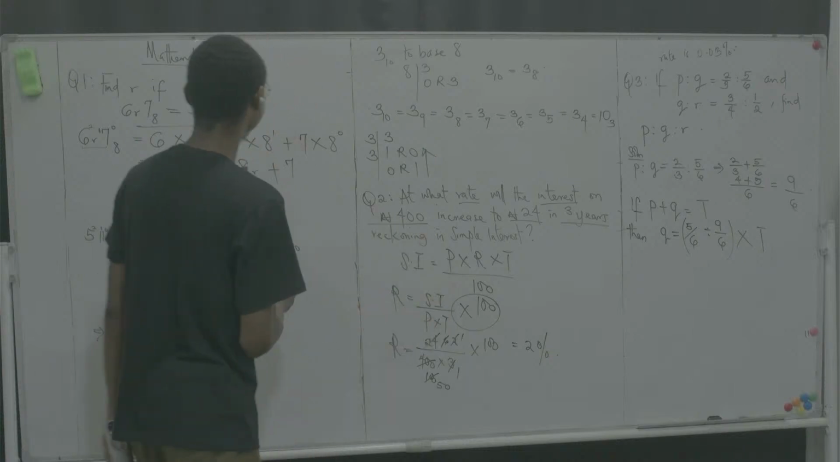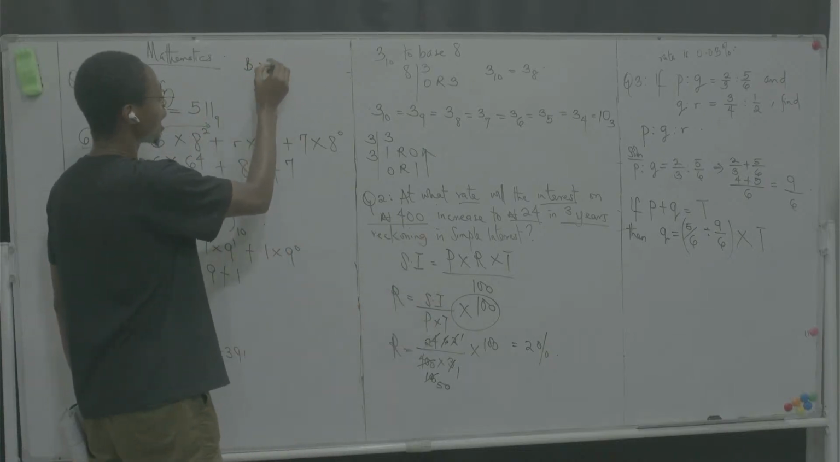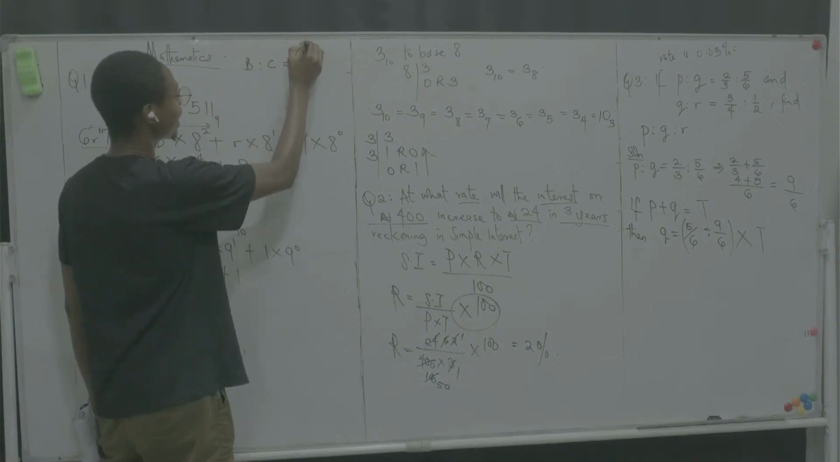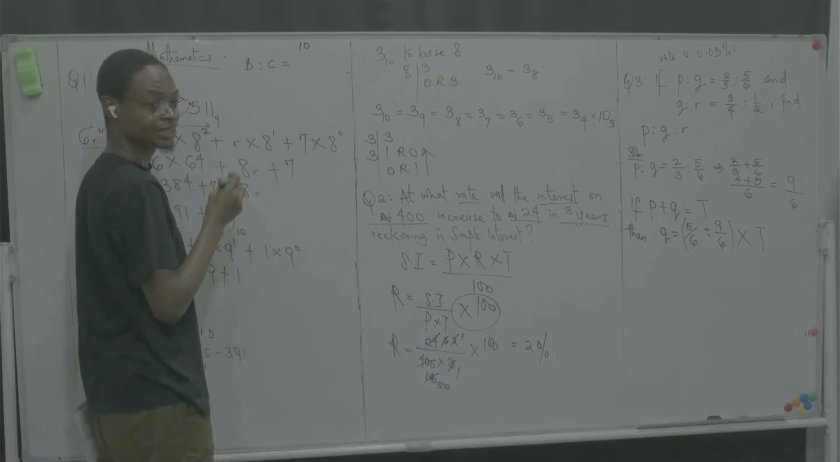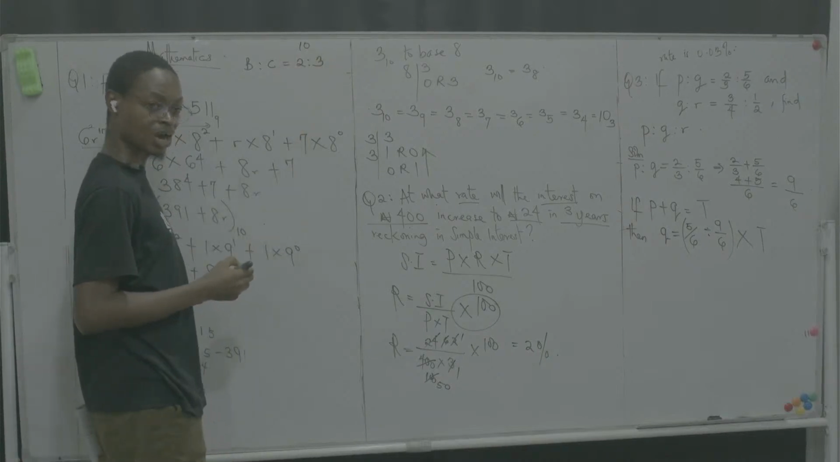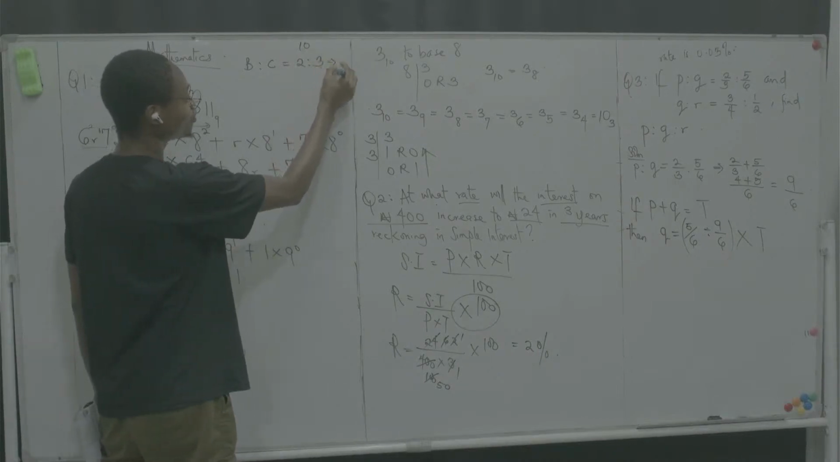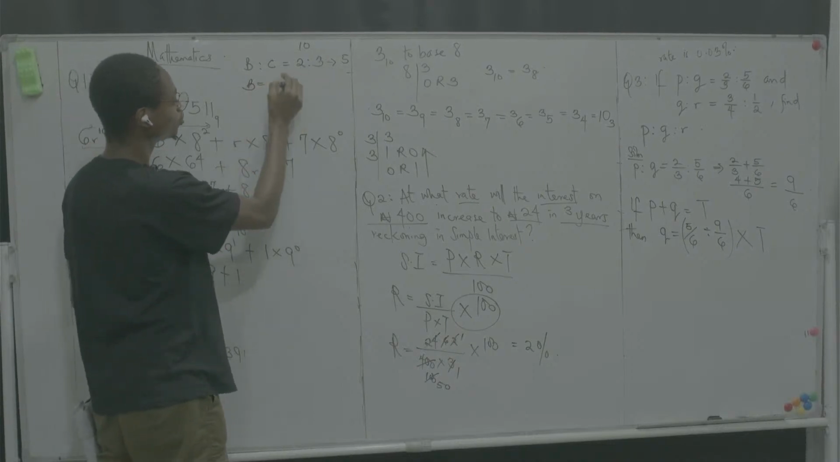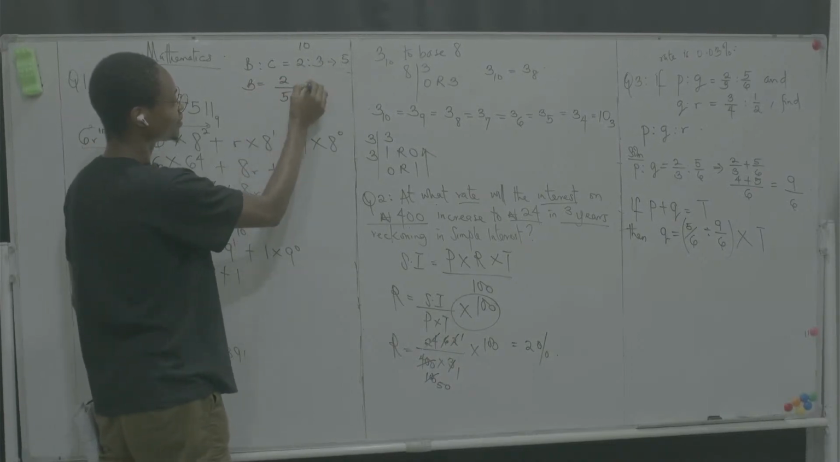It's just like if I say B and C shared 10 oranges in the ratio 2:3. Are we together? The total ratio will be 5. So what B will collect will be 2/5 times 10.